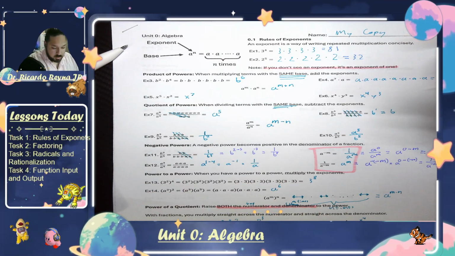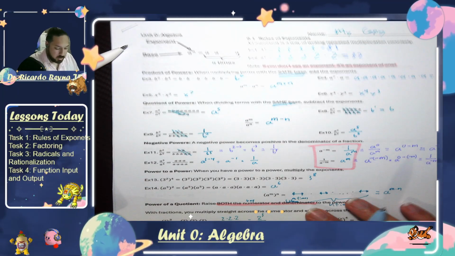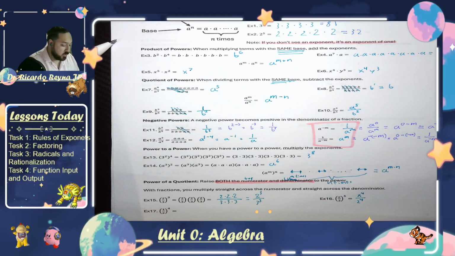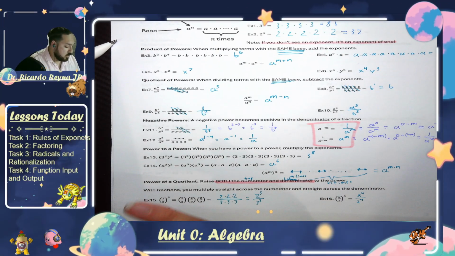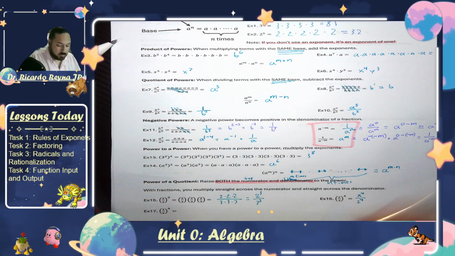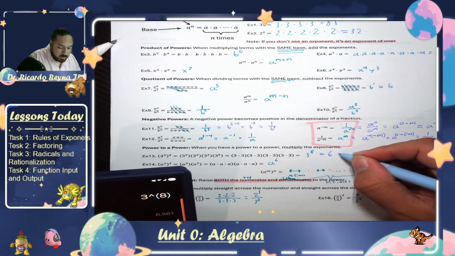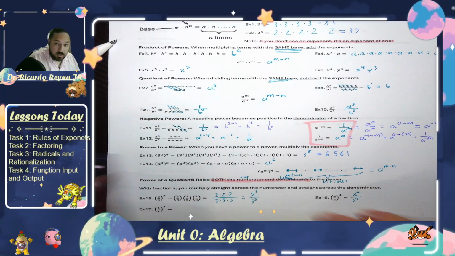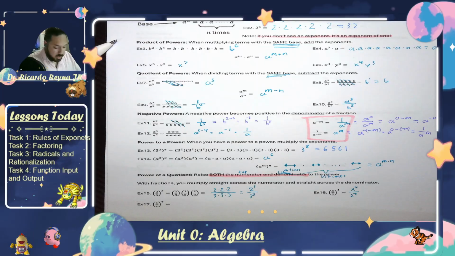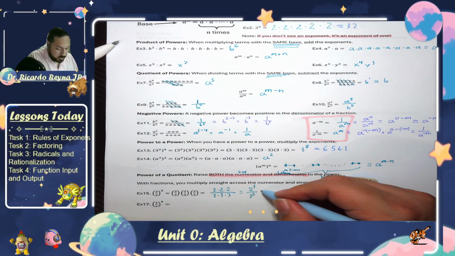Yeah, okay. Anything else we can simplify here? I'm going down the list. Oh, 3 to the power of 8. We could do that one, yes. So that one becomes 6,561. And then here.